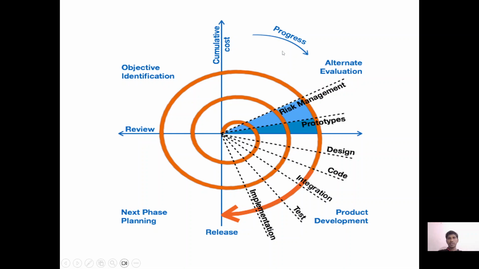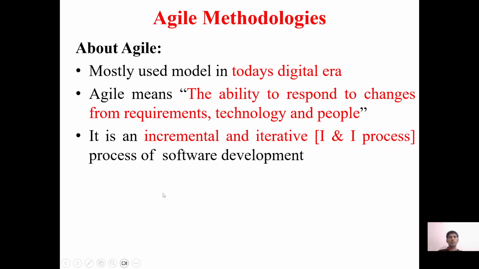So here this is the progress. This one is called planning, this is risk assessment, this is the execution and engineering phase, and this is the next one, that is the evaluation phase. In these two halves you'll have the risk management, prototypes and the development phases. In the first half you'll be identifying the objective, here we will have the risk management, here the actual development, and here the evaluation. So this is all about the spiral model.